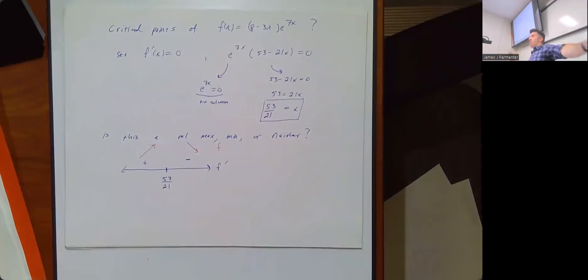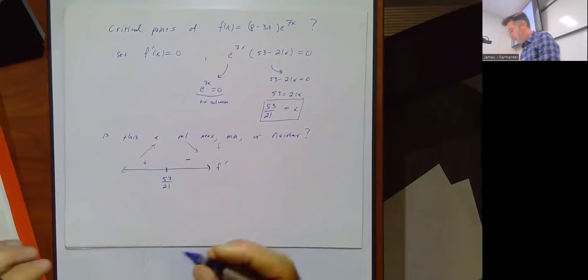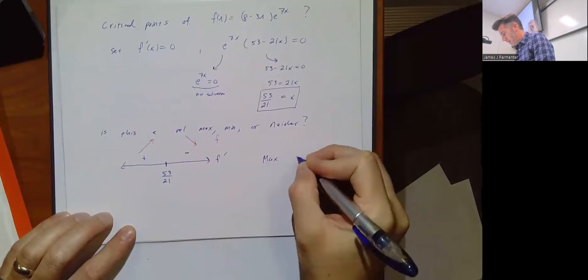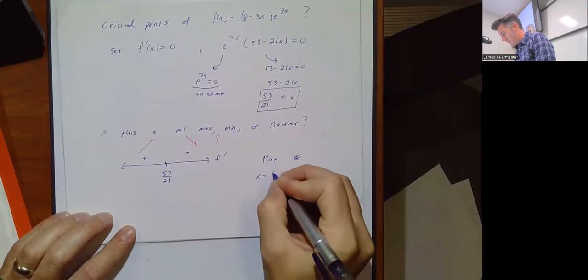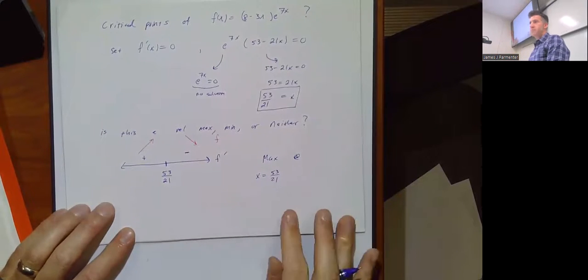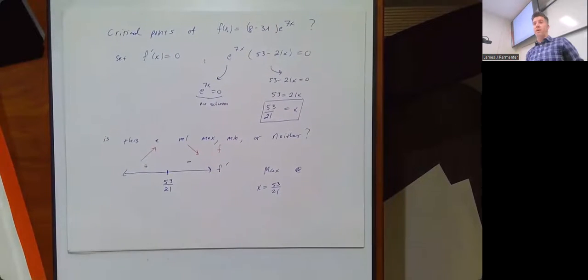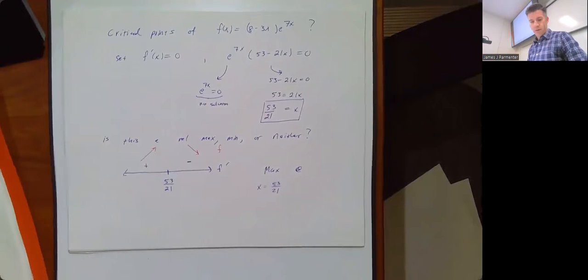So the function was increasing, then it was decreasing, which means we had a maximum. So we have a maximum at x equal to 53 over 21. Again, I know that wasn't asked as part of this question, but it is something that we might revisit at some point in this class. We might not. We might be kind of done with it, but it's good to refresh your memory.